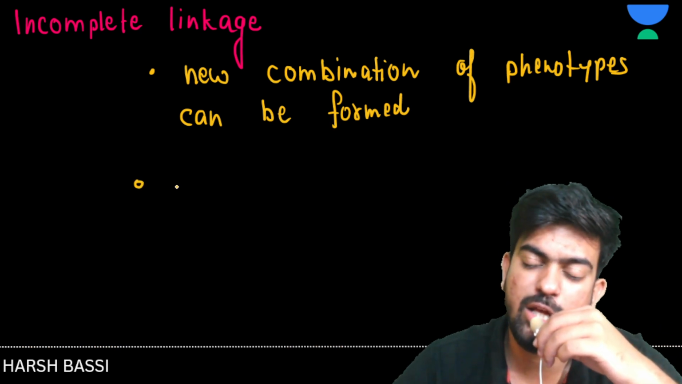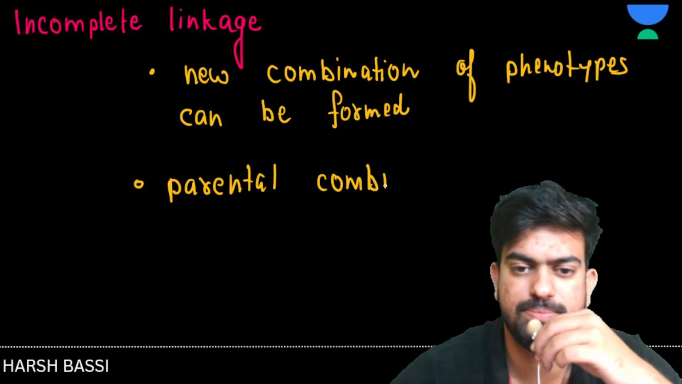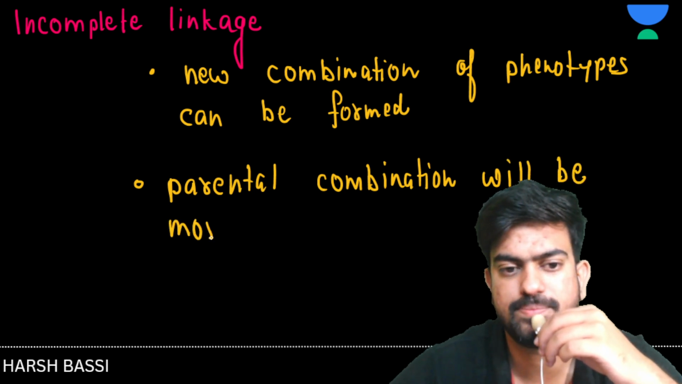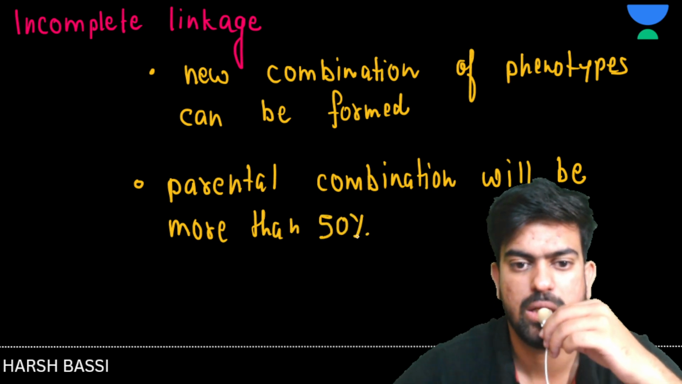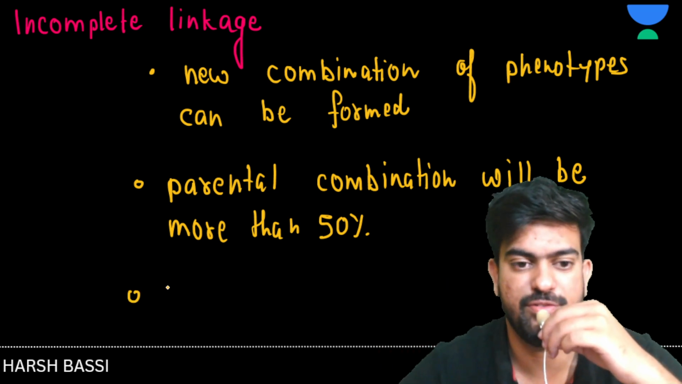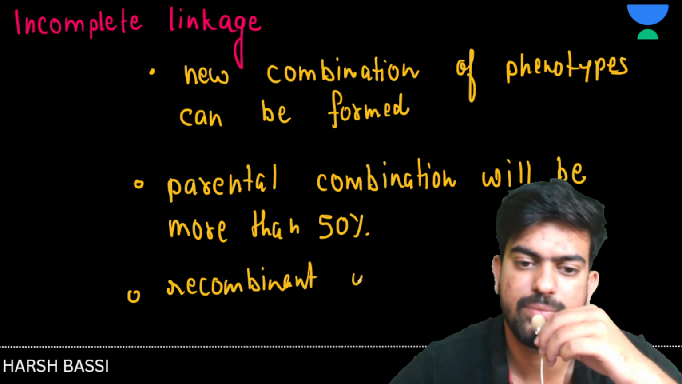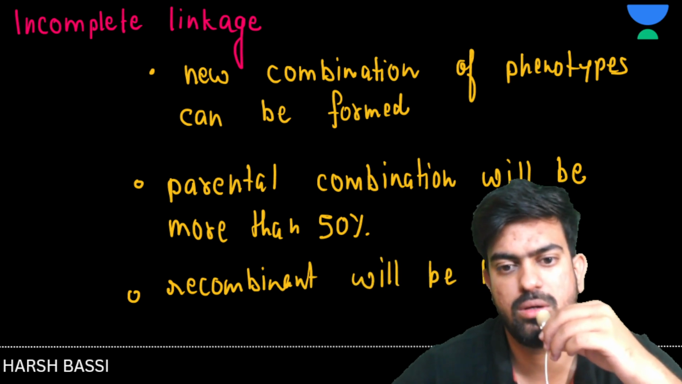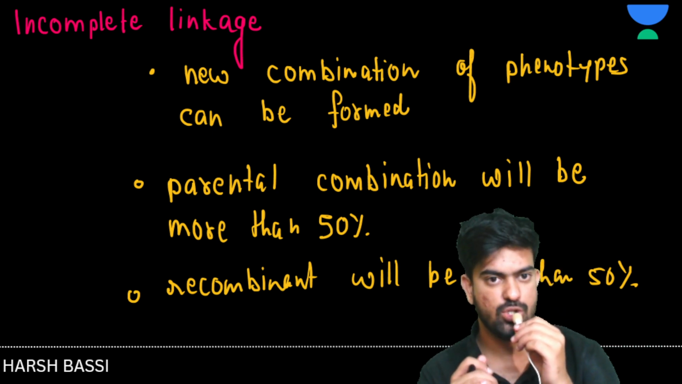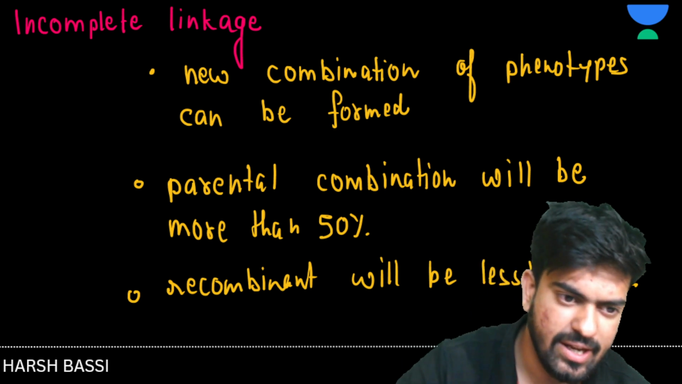But here's a thing: the parental combination will always be more than 50. But in case of the recombinants, the percentage of recombinants will always be less than 50. Clear? So this is a case of incomplete linkage. Yes or no? Okay, sir. And it is very common. It's really very common. You can see it almost everywhere.